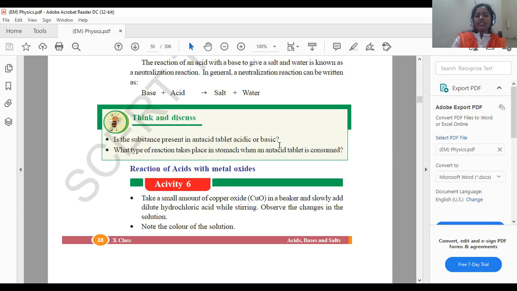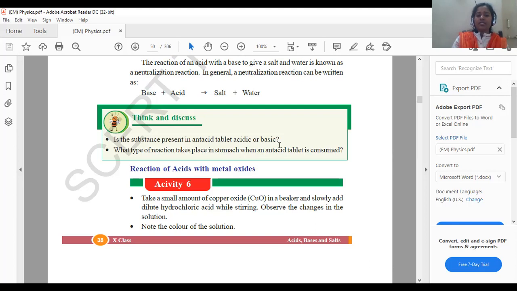If that hydrochloric acid is in excess quantity, the patient suffers from a burning tendency and also some wounds will be generated in the stomach. That is called an ulcer. So in that case, we need antacid.